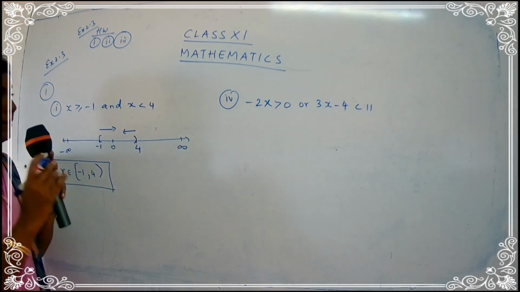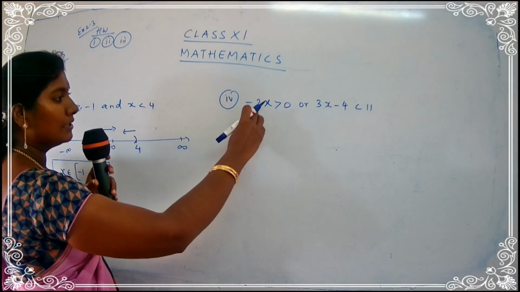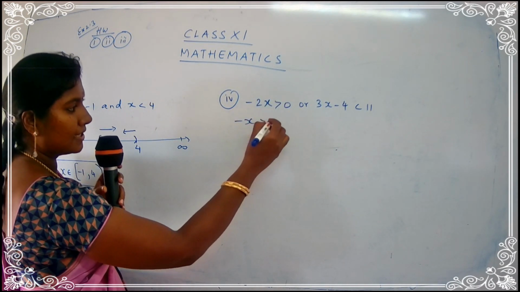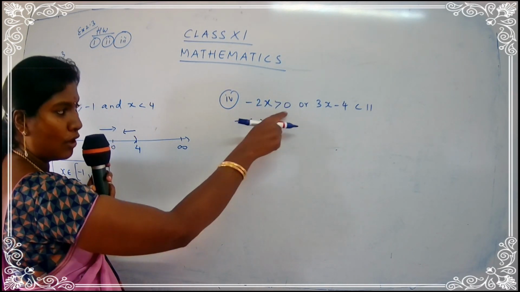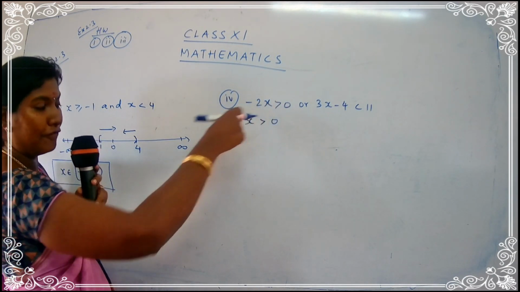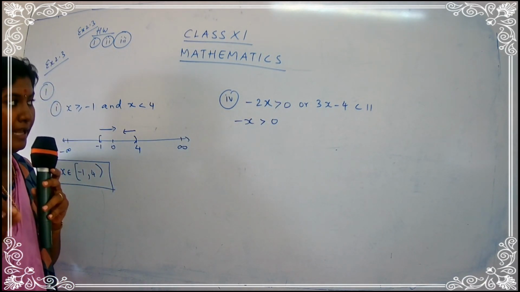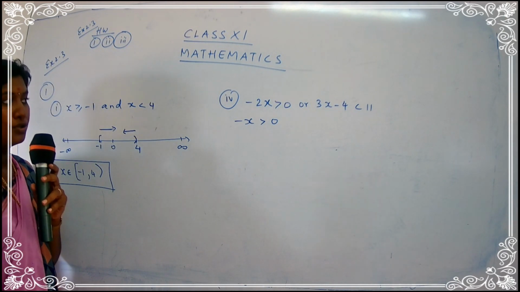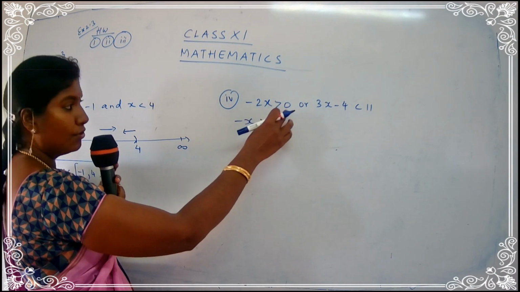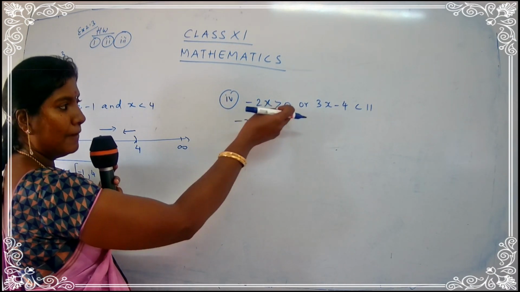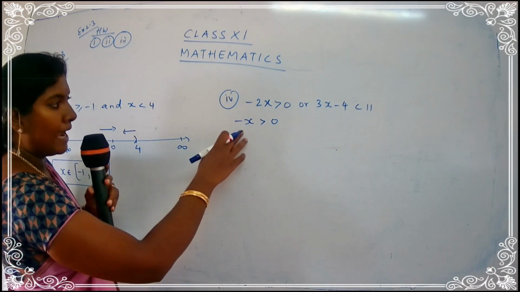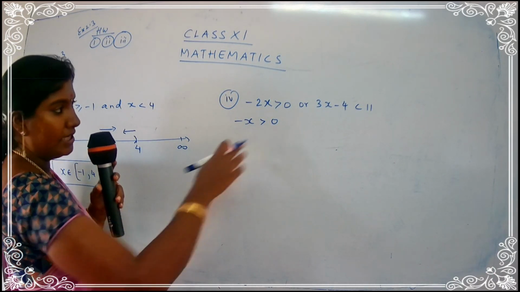Okay. So what I'm going to do is, first of all, I'm going to take this 2 to that side. So this is minus x greater than 0. So 0 upon 2 gives you 0. So don't take minus 2. We have told you that whenever we take the sign, everything changes. So do not take the sign, just take the number. So minus 2x greater than 0. So what happens here? I'm just going to divide by 2 on both sides. So when I divide by 2 on both sides, minus x greater than 0 is left out.